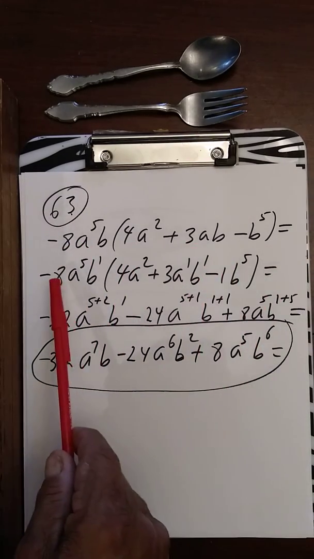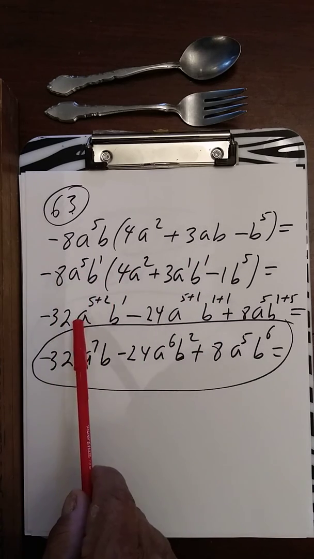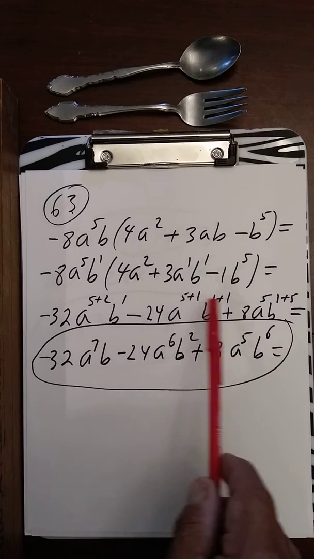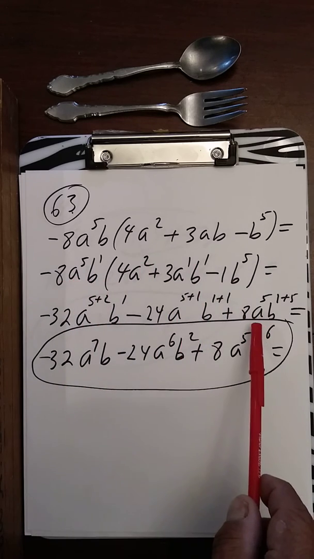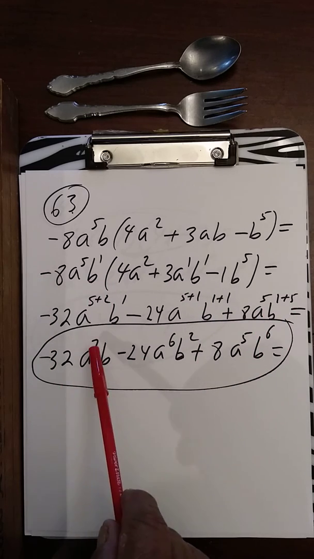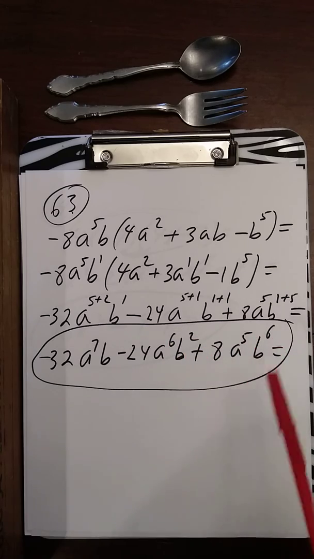Multiply this out. So we have put 1s in there. Now this one, this times this is this with a 5 plus 2. This times this is that one with a 5 plus 1, 1 plus 1. And this times this one is 8. Negative and negative 8 is positive 8. So we have 7 power, 1 power, 6 power, 2 power, 5, and 6.